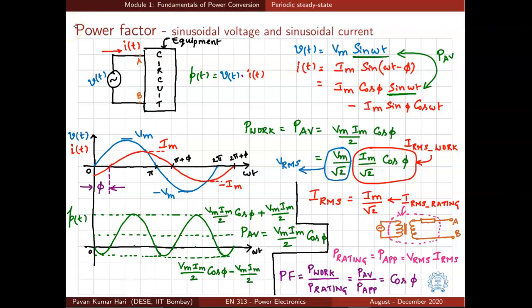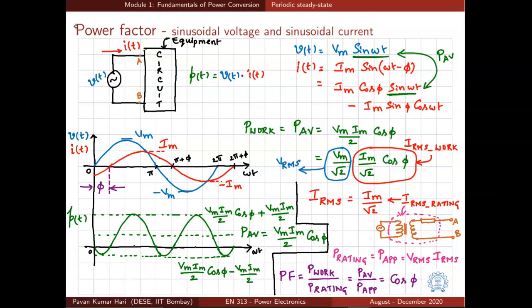How about the second component of current, Im sin phi cos omega t? If you multiply the second component of current with the voltage, that means Vm sin omega t multiplied by Im sin phi cos omega t, this will result in a function with zero average value. That means it does not contribute to any net power transfer. That means it does not contribute to any useful work done.